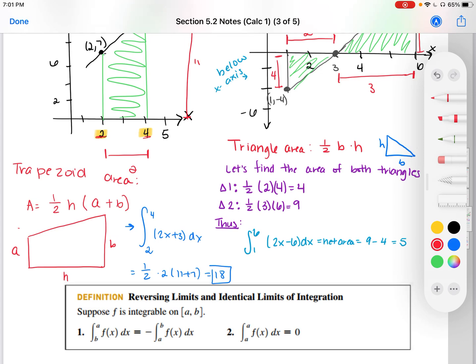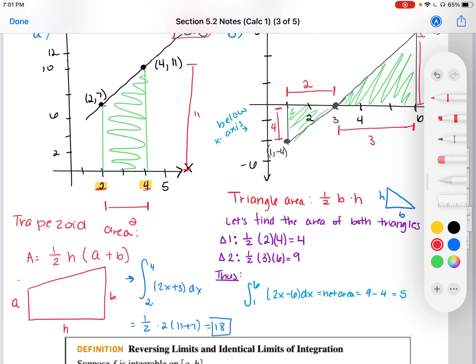And the area of a trapezoid is 1/2 times the height times a plus b. So we have a height in our picture of 11, and our base of our trapezoid is 2. And we see we also have this other height of 7. So our area would be 1/2 times 2 times 11 plus 7. We get 18. And in a way, we are answering our integral because we did find the area under the figure, under the curve.